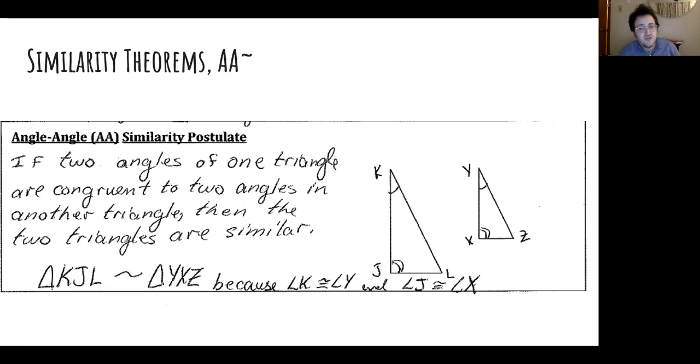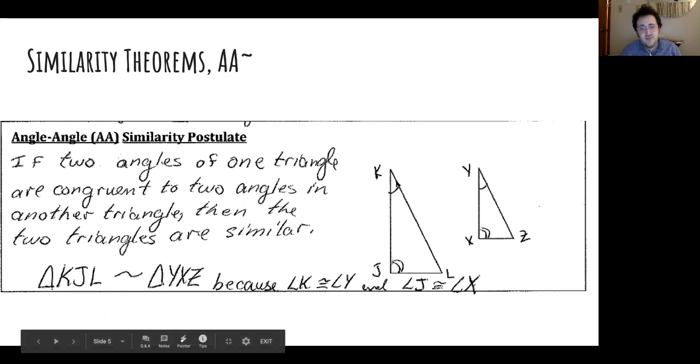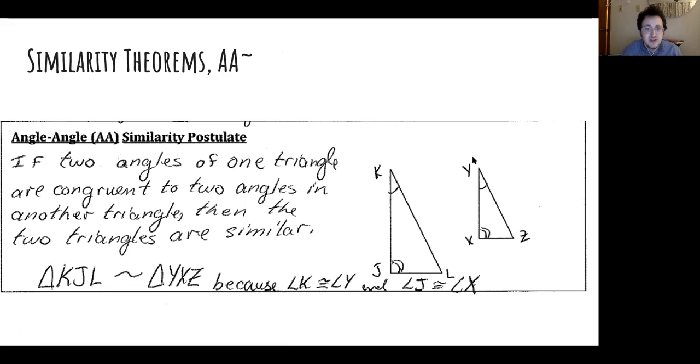The angle is really nice because if we have two pairs of corresponding angles that are congruent to each other, we don't even need to look at the side ratios to say that they're similar. So this is why we don't have angle, angle, angle. We just have the angle, angle similarity postulate.